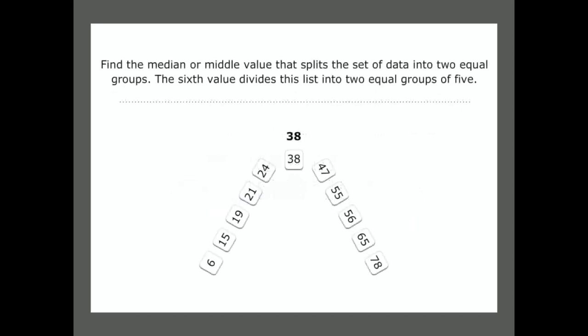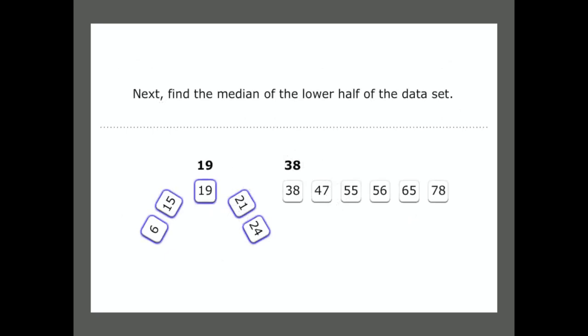So the first thing we're going to do is find the middle of the data, which this data happens to be 38. The middle of this data is also called the median. Then you need to find halfway of the lower half of this data. Notice that we don't include the median when we're looking for the middle number here.